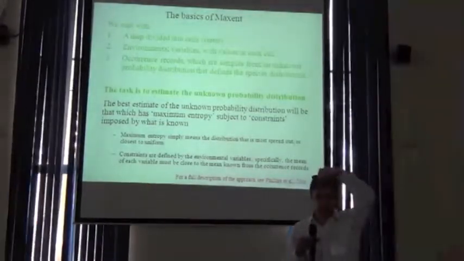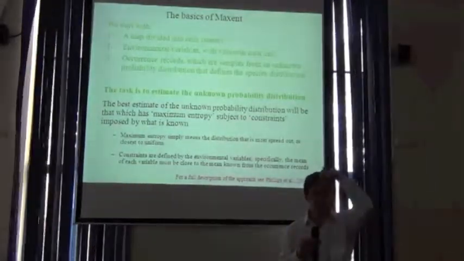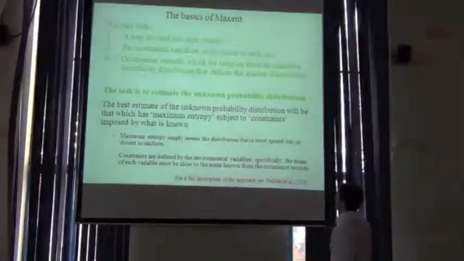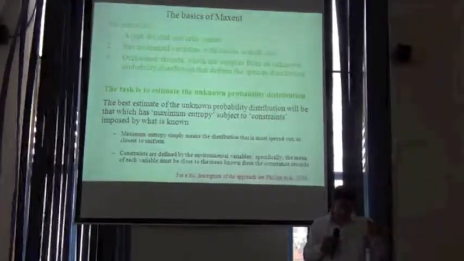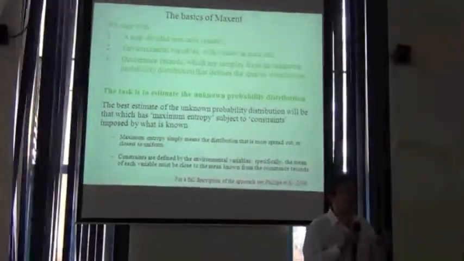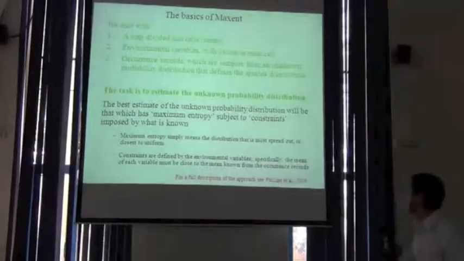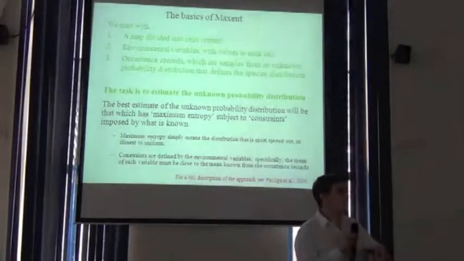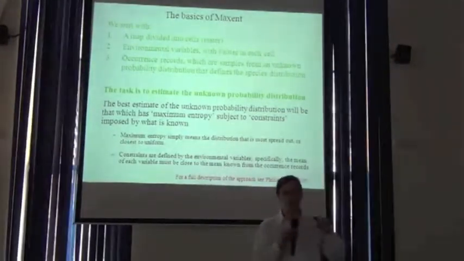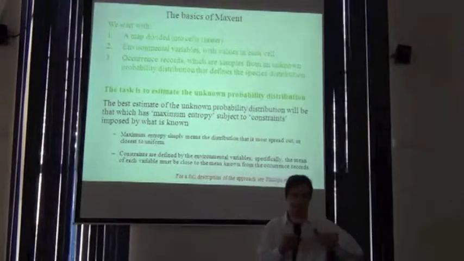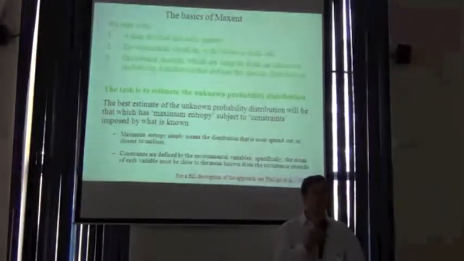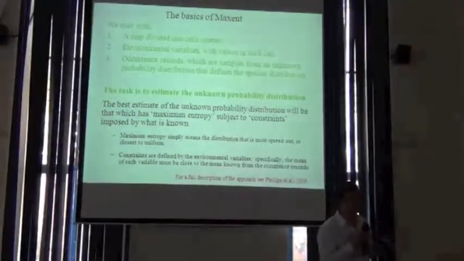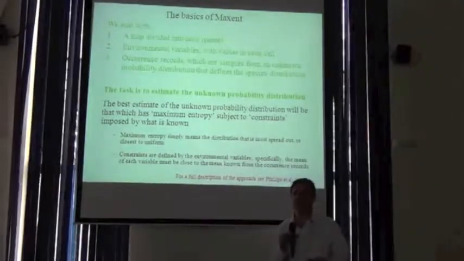So if you drill down in the GIS, every cell would have a value for all of these different variables. And then, of course, we have the occurrence records, which we think of as samples from some known, unknown probability distribution that defines the species distribution. So the thinking is that there is some unknown probability distribution: the probability, based on the environmental variables, of a species occurring in a particular cell, and that is what we're trying to estimate.